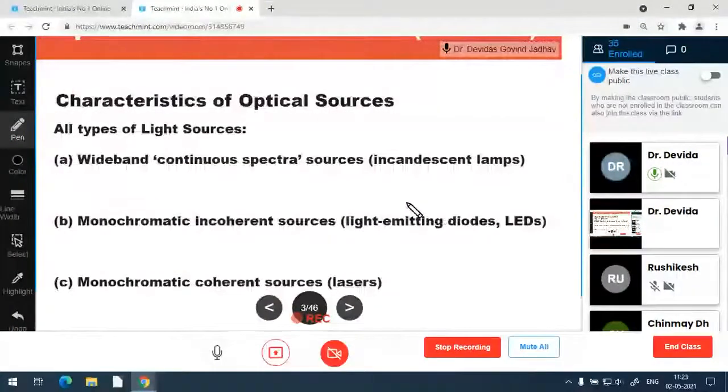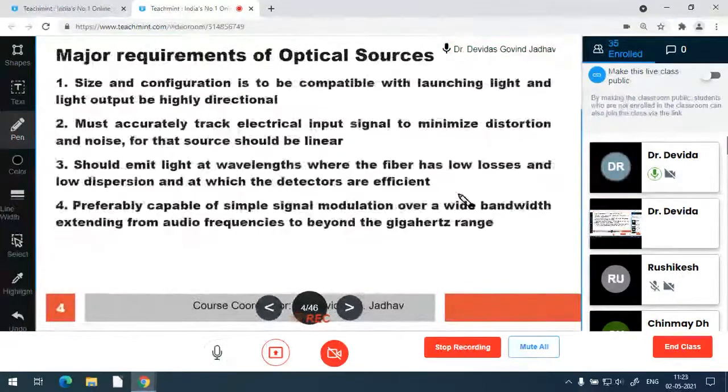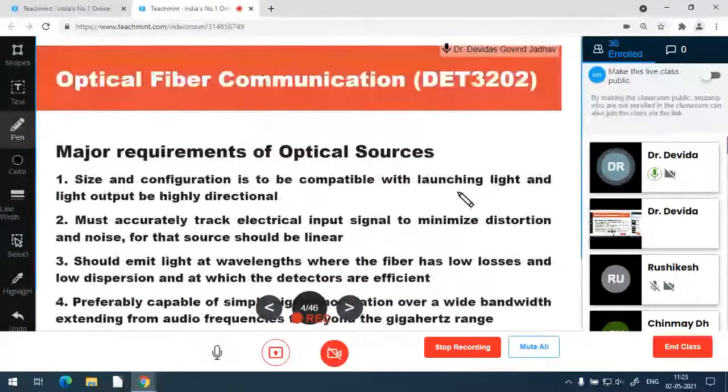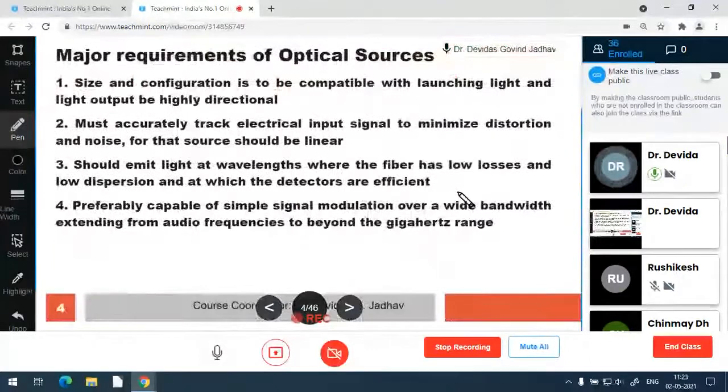We know the characteristics of the sources. There are wideband continuous spectra sources like incandescent lamp, monochromatic incoherent sources like light emitting diode, and monochromatic coherent sources like lasers. Requirements of the sources useful in optical communication: size and configuration is to be compatible with launching light, highly directional, into the optical fiber. It must accurately track the electrical input signal to minimize the distortion and noise.